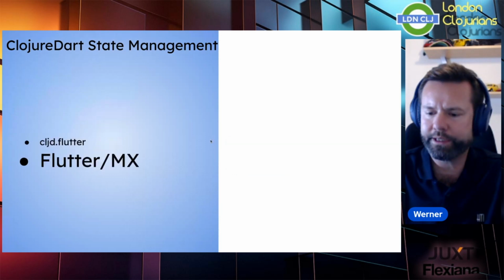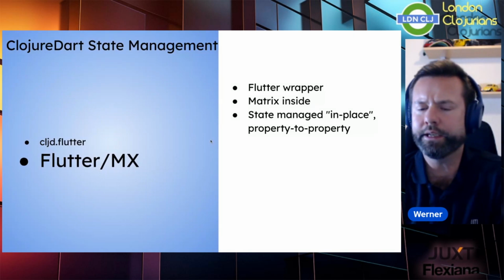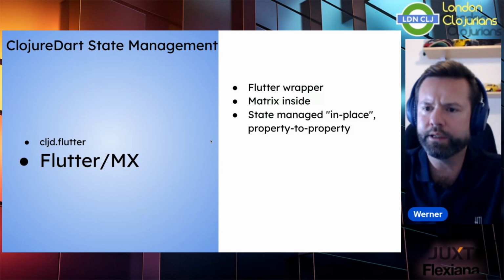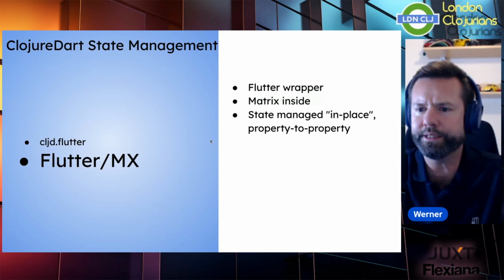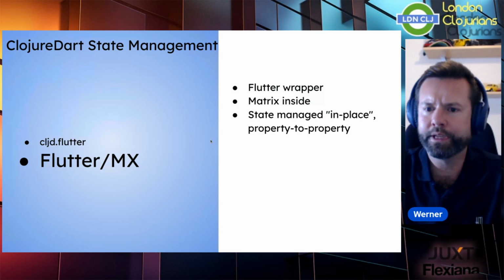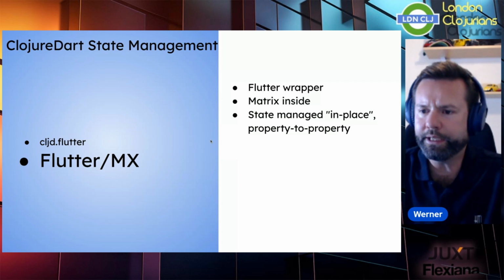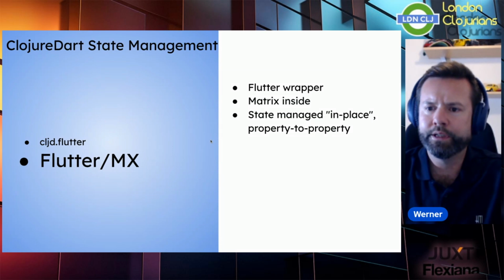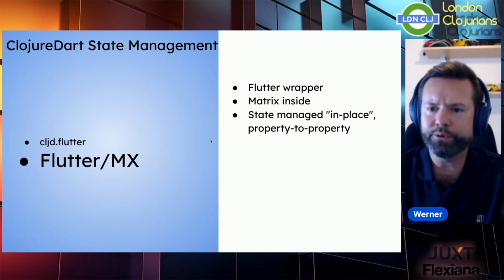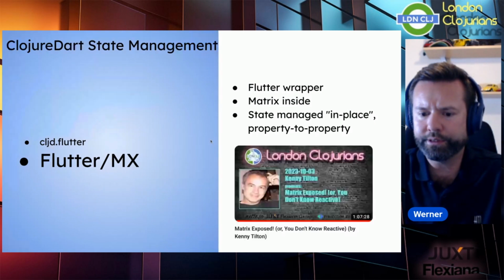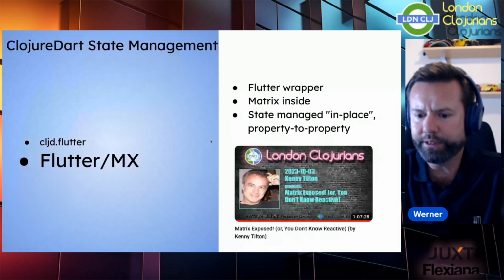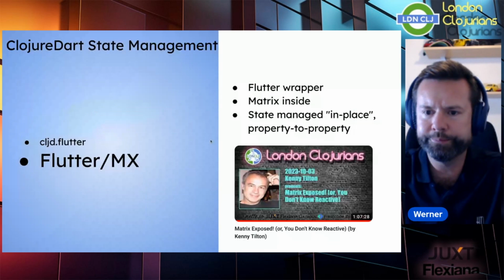Secondly, we have Flutter MX. Flutter MX is a Flutter wrapper in the sense that the current widgets Flutter provides is wrapped, like your text field, etc. It uses the Matrix state management library inside. And the idea is that state is managed in place or property to property. So per wrapped Flutter widget, we store the state relevant for that widget. But to get more information around Flutter MX, have a look at the Clojurians talk that Kenny gave that discusses this in a lot more detail.